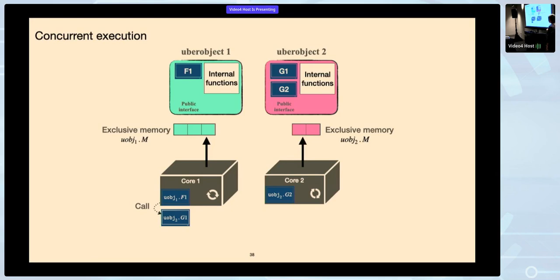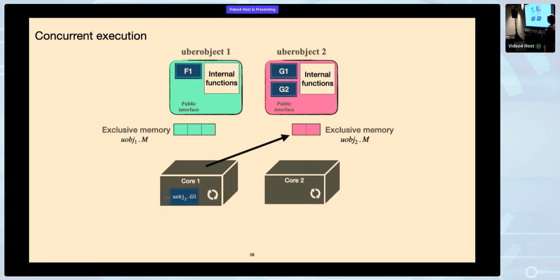This wouldn't be possible because this G2 is already loaded on core 2. So it has to wait until core 2 is done and somehow release this exclusive memory. And now we can load the public interface of Uber object 2 on core 1. And now it gets access to Uber object 2's exclusive memory.